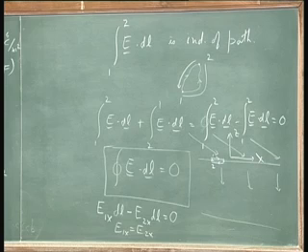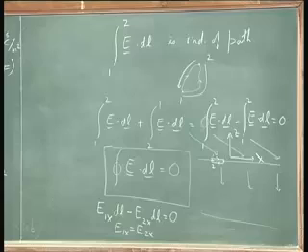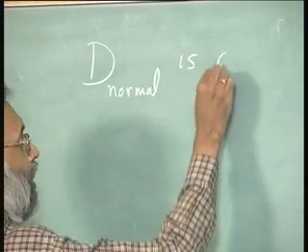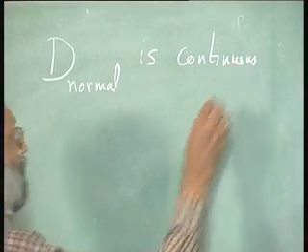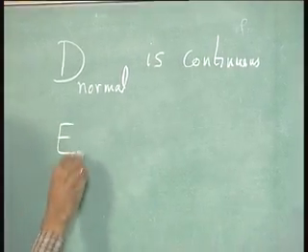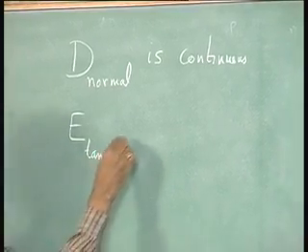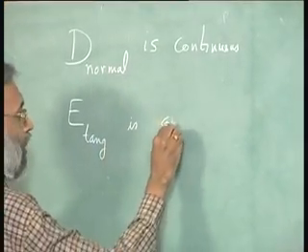So, I have two equations and let me put them prominently. I have that D normal is continuous and E tangential is continuous.